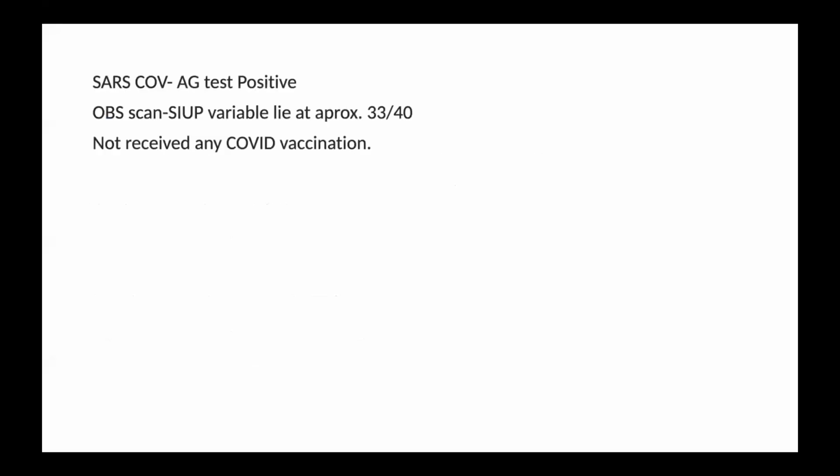Next. So she had the antigen test, which was positive, had also gotten an obstetric scan, which had shown a single intrauterine pregnancy, which was of viable life. There was no noted COVID vaccinations that she had gotten.